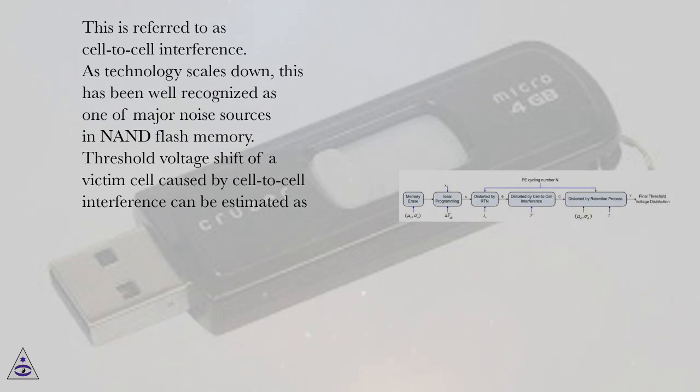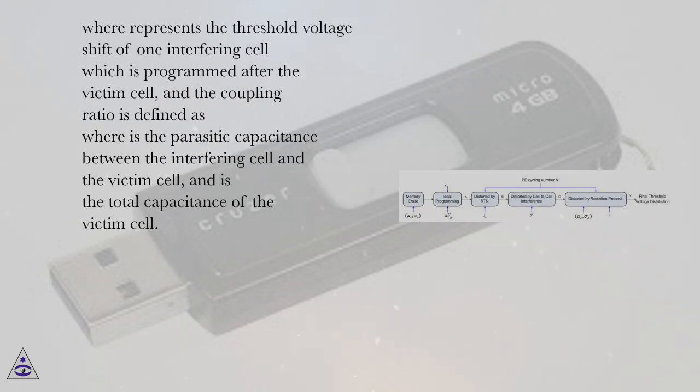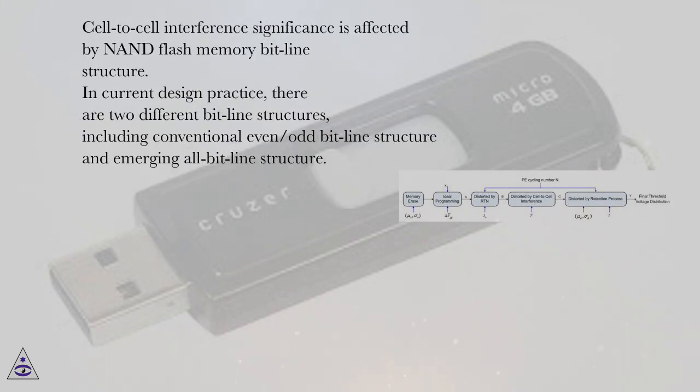Threshold voltage shift of a victim cell caused by cell-to-cell interference can be estimated as where ΔV represents the threshold voltage shift of one interfering cell which is programmed after the victim cell, and the coupling ratio is defined as where C is the parasitic capacitance between the interfering cell and the victim cell, and C_total is the total capacitance of the victim cell. Cell-to-cell interference significance is affected by NAND flash memory bit line structure.